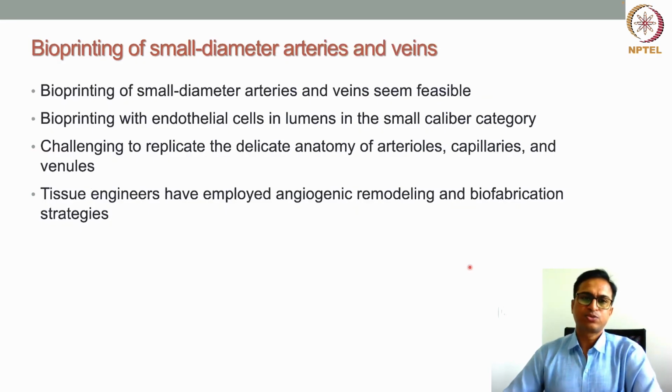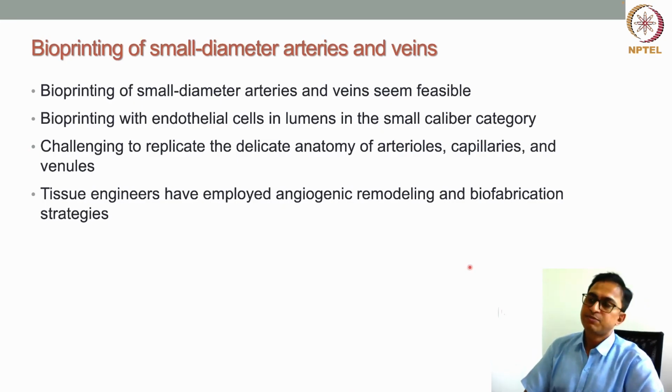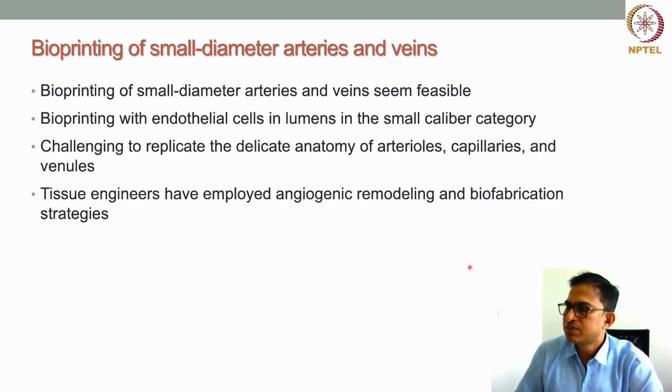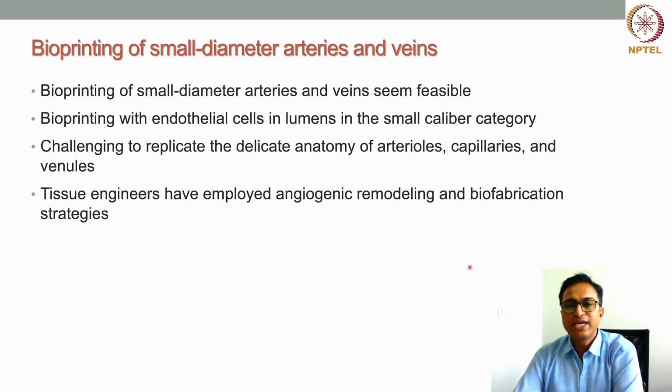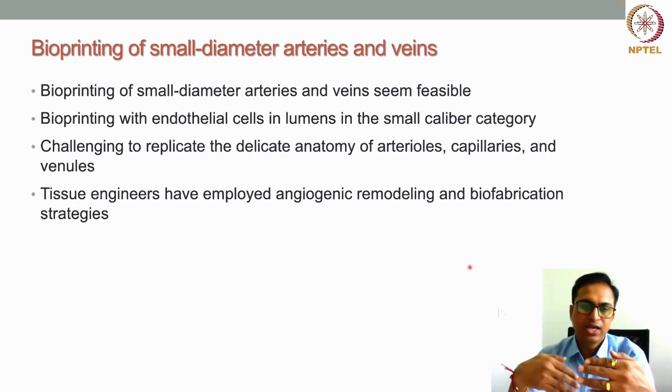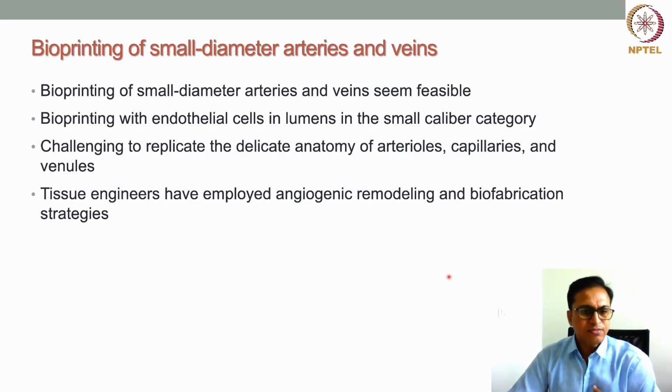Now bioprinting of smaller diameter arteries and veins has been the option. With bioprinting, we can definitely fabricate those kind of small diameter arteries and veins, so that's feasible. And here again we have to endothelize the luminal structure, the internal structures. That is another challenging thing, but that has to be done, and that is very much required.